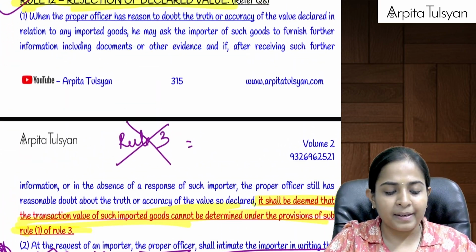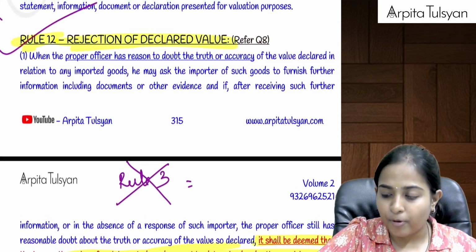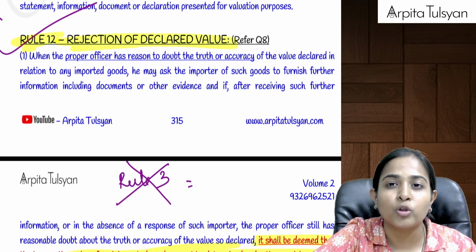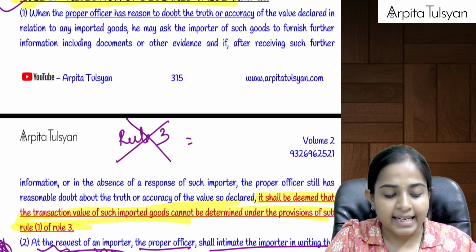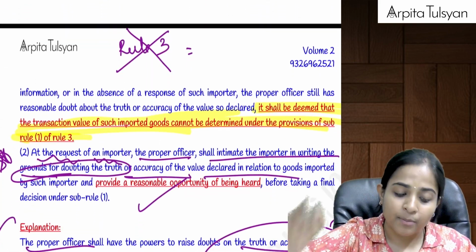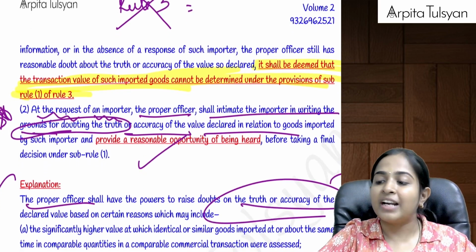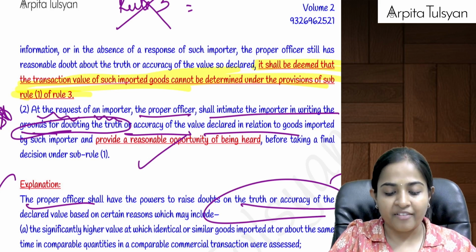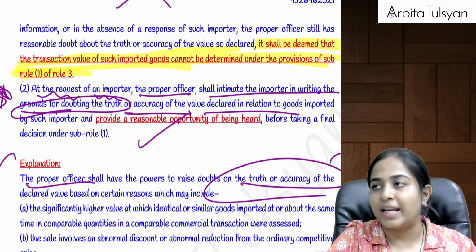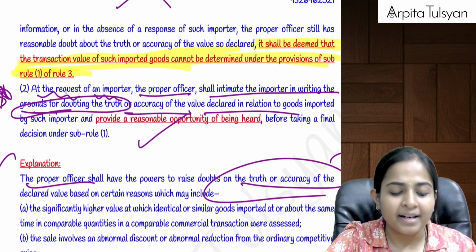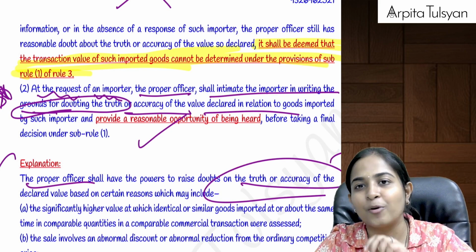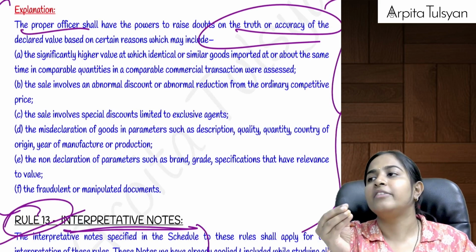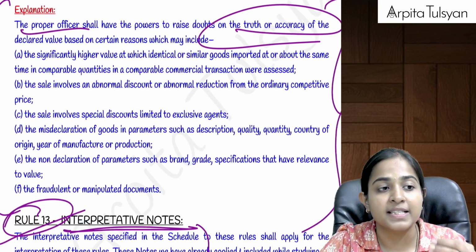And the last one is rule number 12. Rule number 12 simply says that if a proper officer has some doubt about the truth or accuracy of your declared value, he will ask the importer to furnish more information. And if even after taking more information he is still not satisfied about the value, then he will say that the transaction value cannot be taken as per rule number 3. If it cannot be taken as per rule number 3, then rules 4, 5 and so on have to be followed.